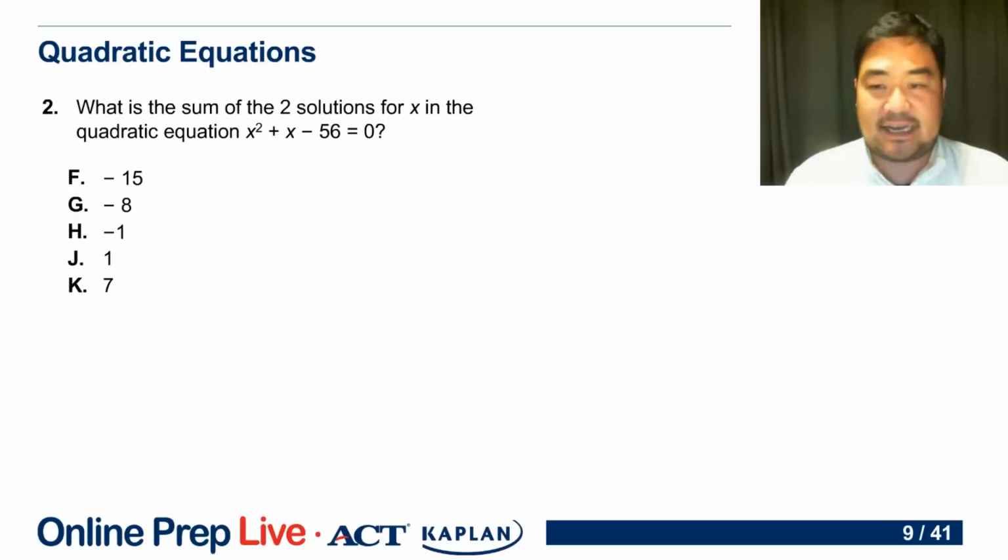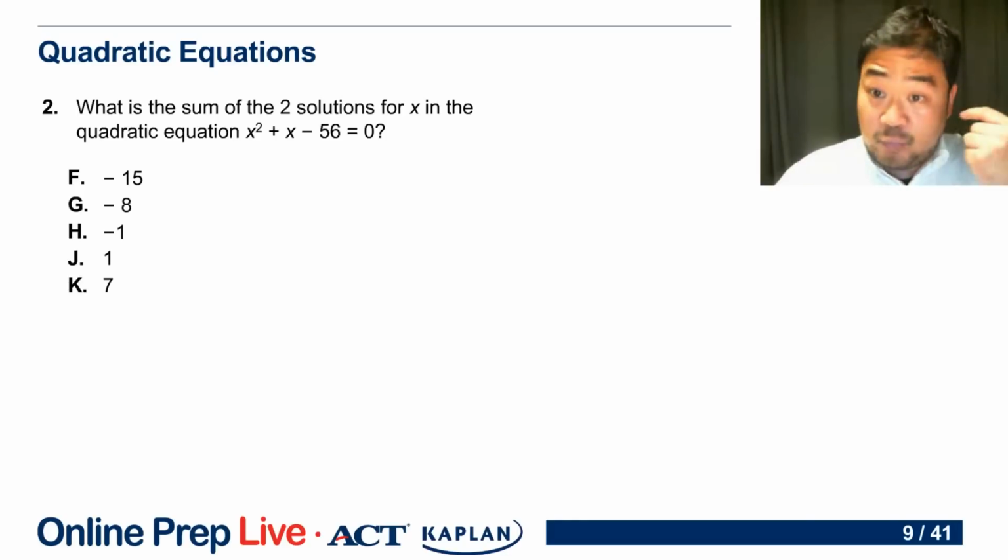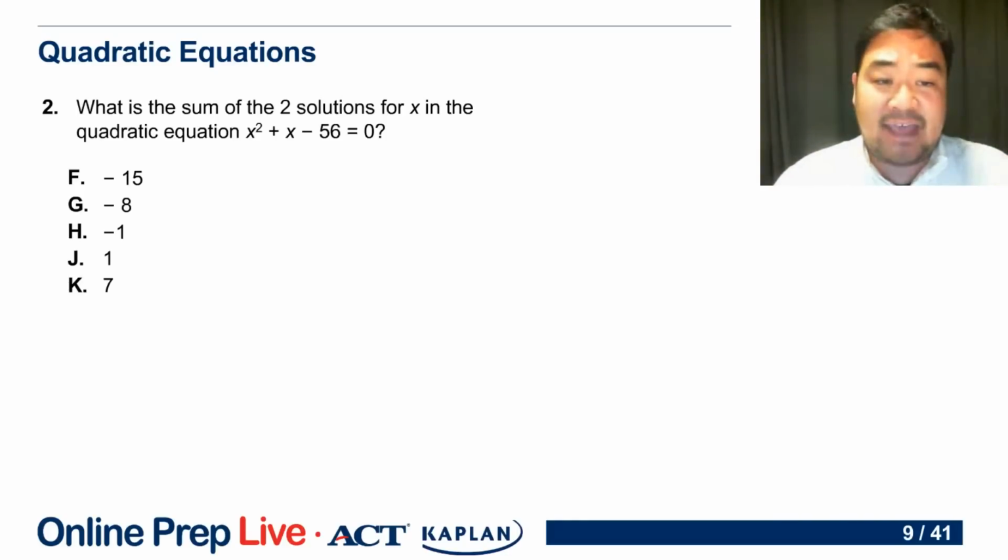Let's take a look at our second example. Once again, we're going to open up the poll. If you have an answer, take a look at number 2. What is the sum of the two solutions for x in the quadratic equation x squared plus x minus 56 is equal to 0? So great. We just saw how we can take that quadratic equation and try to simplify this. So let's factor that equation first.